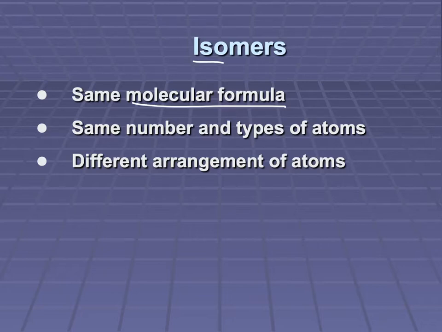So the formula is the same, meaning it contains the same number of carbons and the same number of hydrogens, but the structure could be different. Okay, so if it has a different structure, then it's going to have a different name for that compound, but it will still contain the same number of carbons and the same number of hydrogens. So now let's take a look at some examples.